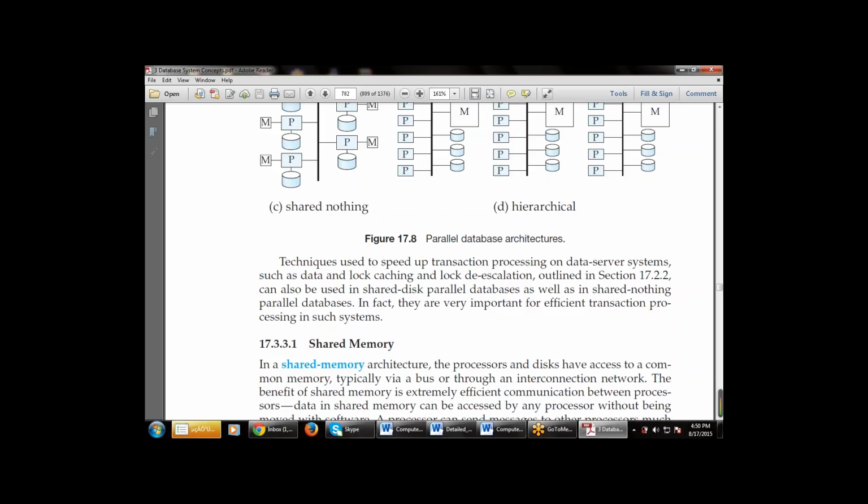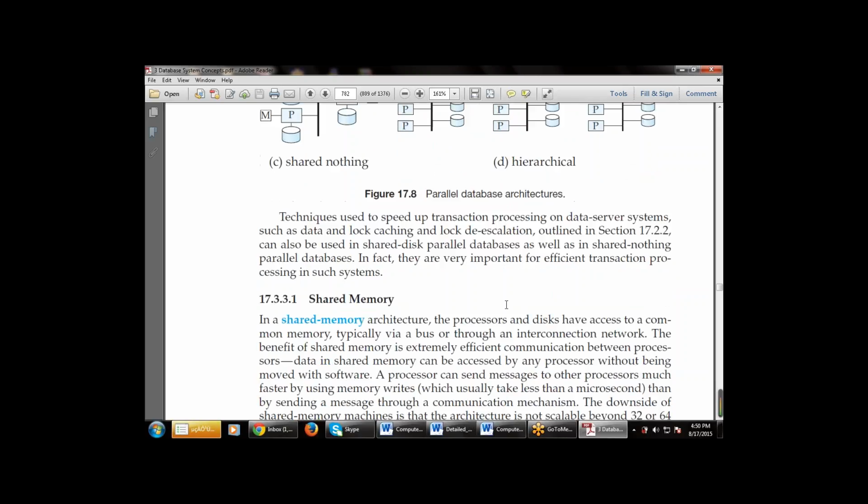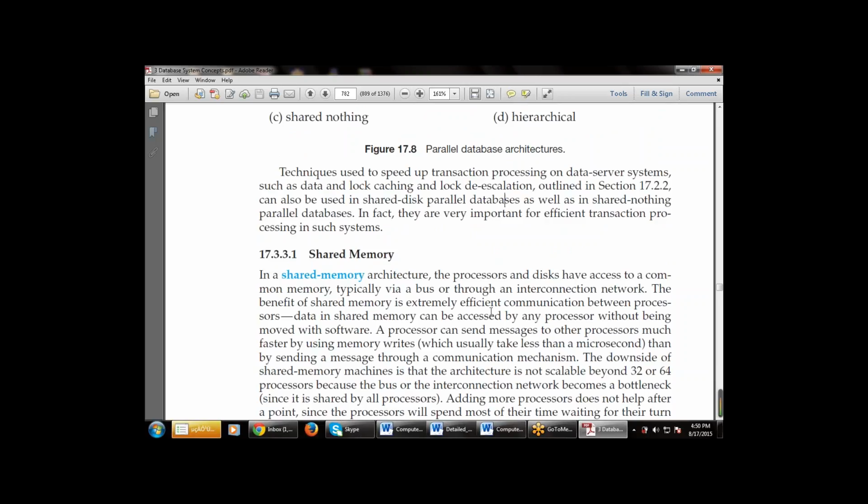Then next is shared memory. In the shared memory architecture, the processors and disks have access to a common memory, typically via a bus. The interconnection is maintained via a communication channel, that is, a bus or an interconnection network by which different computers are connected with each other. That is the shared memory architecture. What are the benefits available for shared memory?